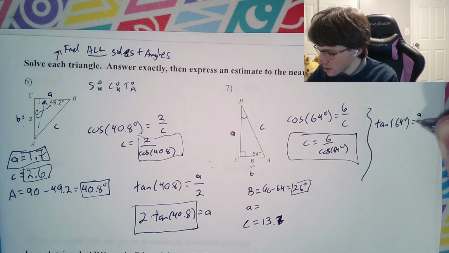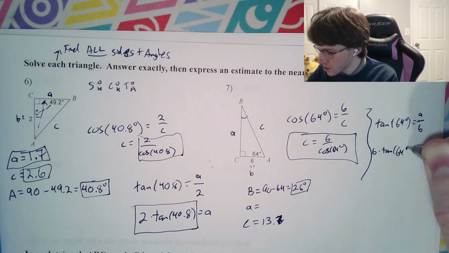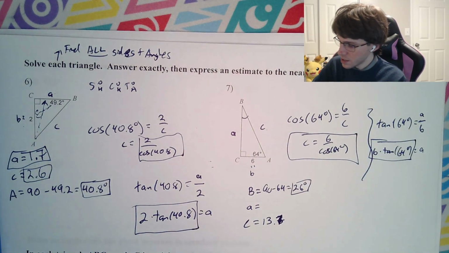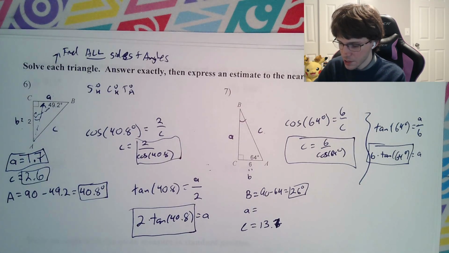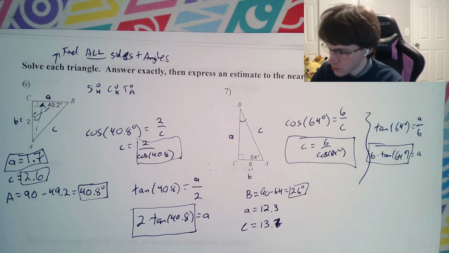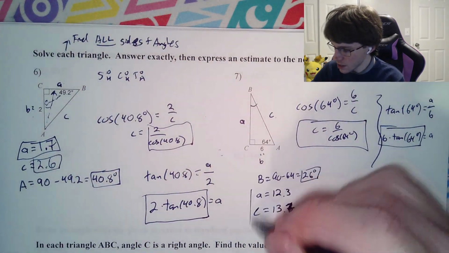And that's going to be A over 6. So we got 6 times the tangent of 64 is equal to that letter A. Circle it. That's the exact answer. And then the approximate answer is 6 times the tangent of 64 degrees, and that's going to give you 12.3 as your other side there.